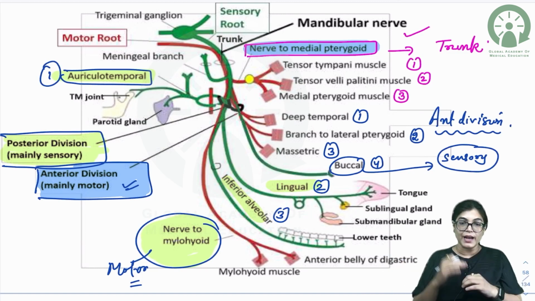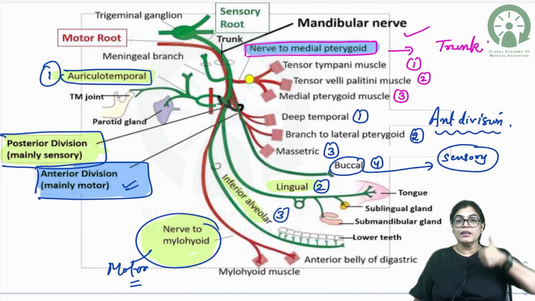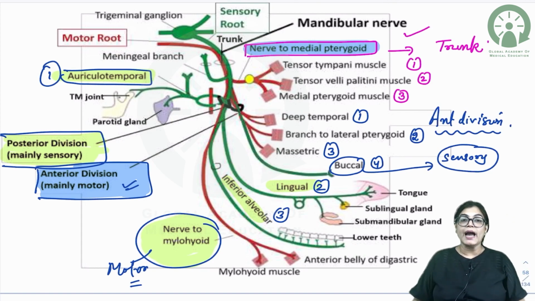Once again if I revise, the mandibular nerve is giving one branch from the trunk. The name is nerve to medial pterygoid, supplying three muscles: tensor tympani, medial pterygoid and tensor veli palatini. Anterior division of mandibular nerve is mainly motor. One sensory branch it gives, that is buccal. The three motor branches of anterior division of mandibular nerve are deep temporal, branch to lateral pterygoid and masseteric.